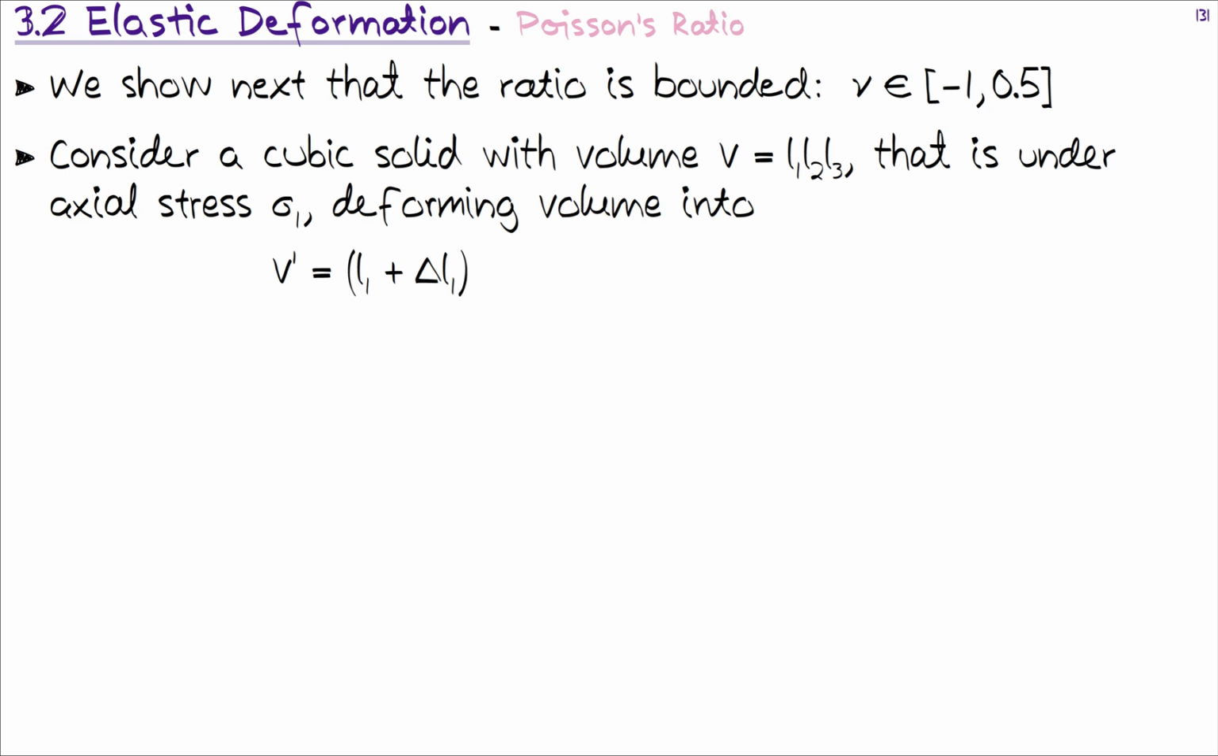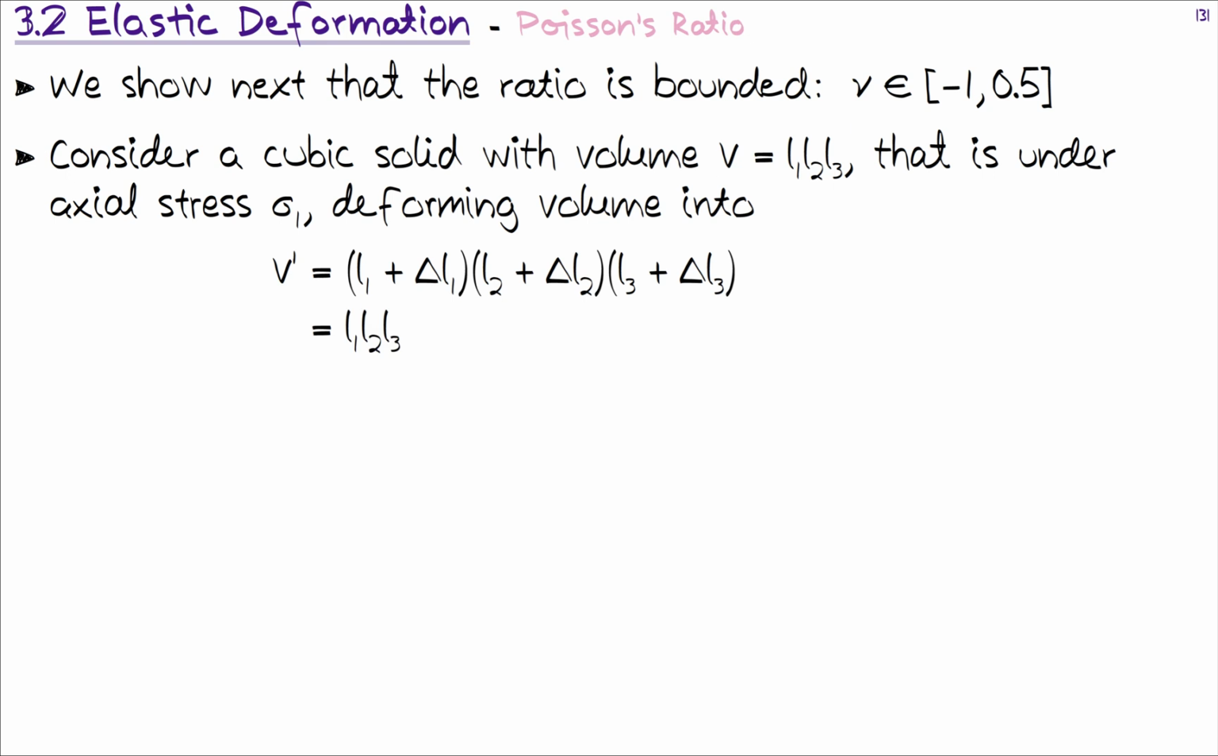So we have the original length L1 plus its change, times the length of the original along the second direction plus the relative change in this direction, and then the third one. And this is now giving us the new volume V prime of our solid.